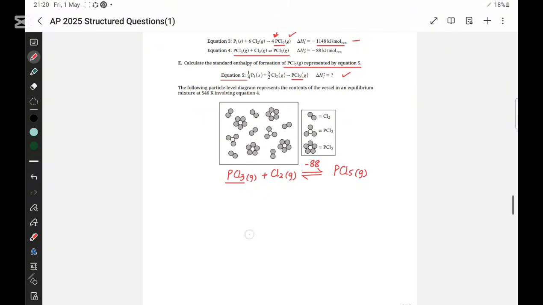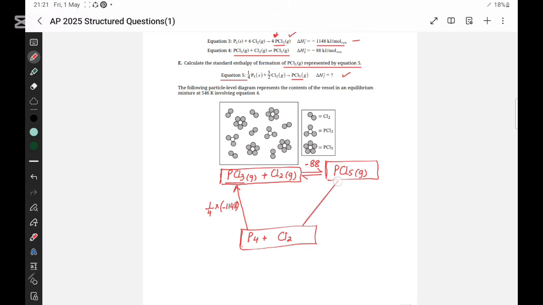here, first I'm going to write elements here, P4 plus Cl2. So when I'm going to write for PCl3 here, as 1 mole is present here, but in its enthalpy that is for 4 moles. So if I'm going to write for 1 mole, then I have to multiply 1 by 4 with minus 1148. And for this part PCl5, I have to find the enthalpy of formation here.